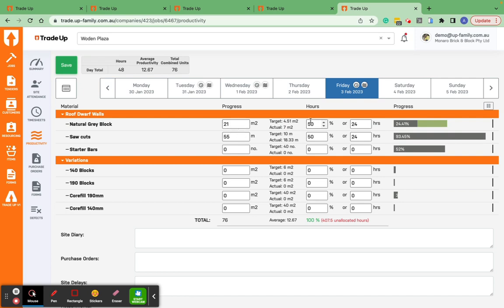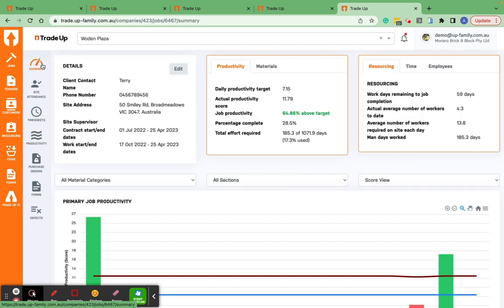Well, in this instance, 50% of the time was spent on each of these items, saw cutting and natural grey block, and he just puts his count in and does that every day, and that's how easy it is to track his progress and productivity on TradeUp.